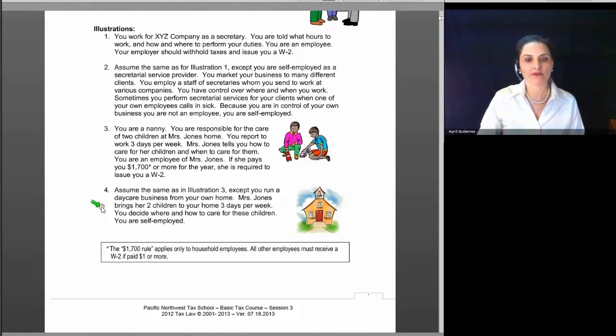So in example number 4, we're assuming the same as in illustration number 3, except you run a daycare business from your own home, and Mrs. Jones brings her 2 children to your home 3 days per week. You are deciding where and how to care for these children, and therefore you are self-employed.